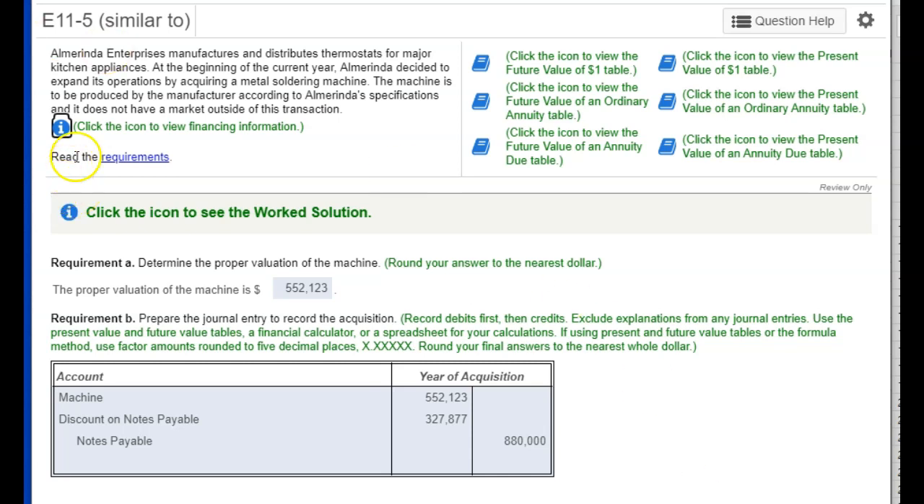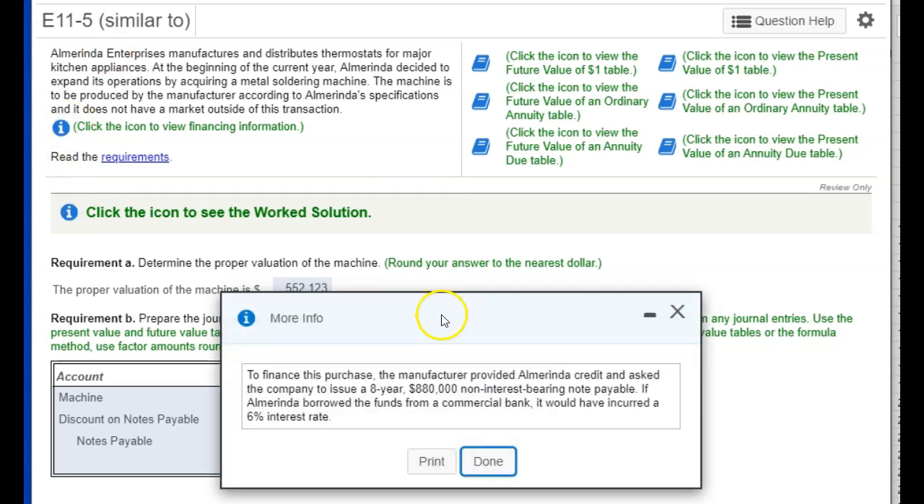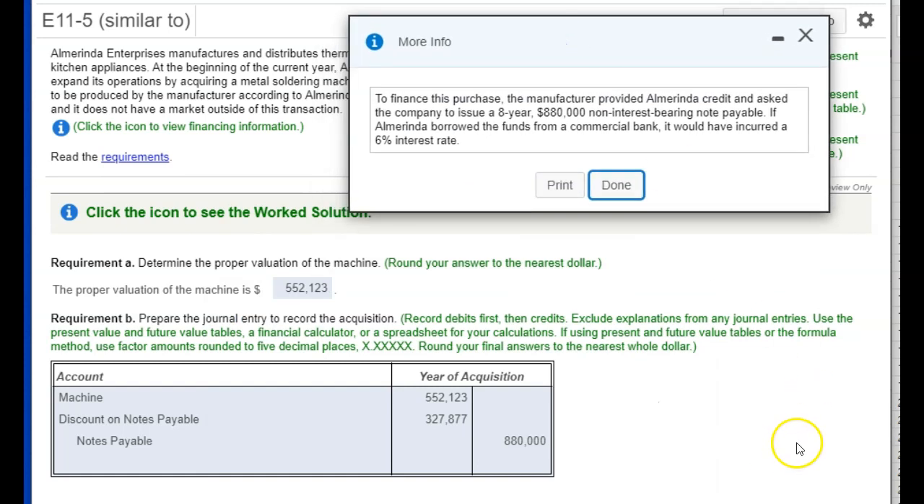And what we do is we click on this icon that basically gives us our financing information. So they are getting this item. It's a non-interest bearing note payable. So we don't have to pay any interest for 8 years. And at the end of the 8th year, we pay $880,000. But I mean, we're getting the machine for 8 full years.